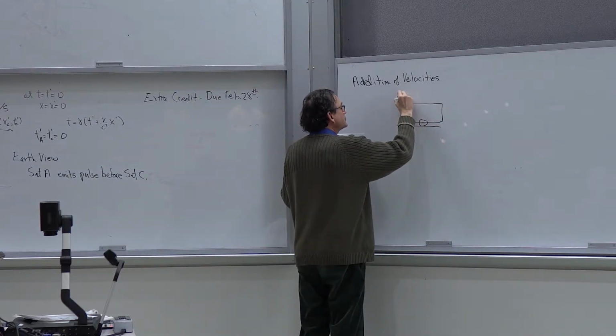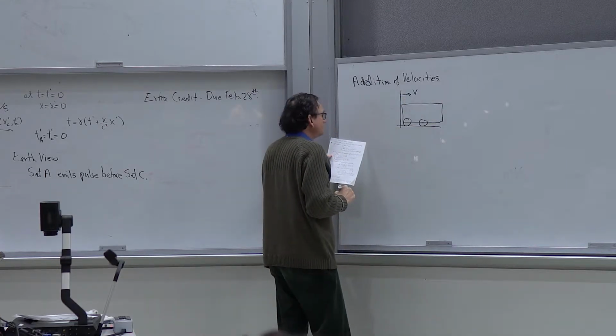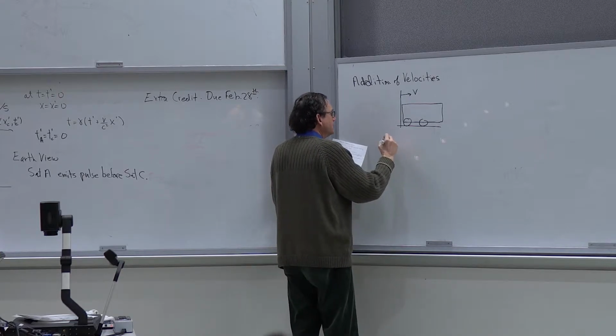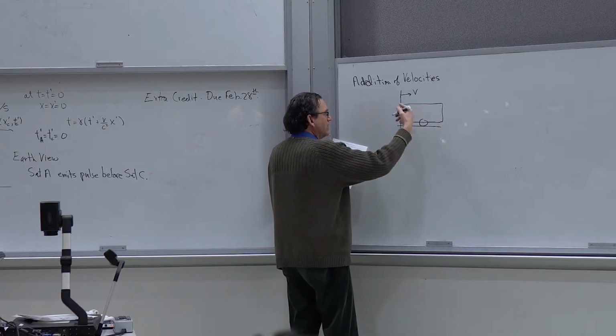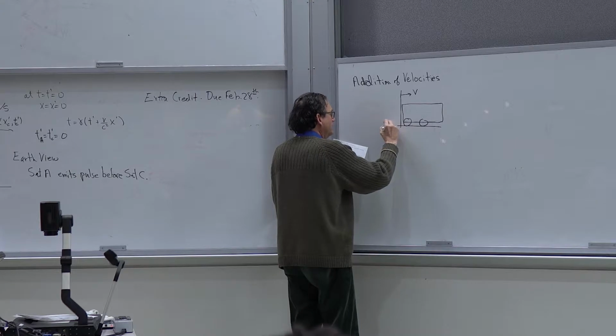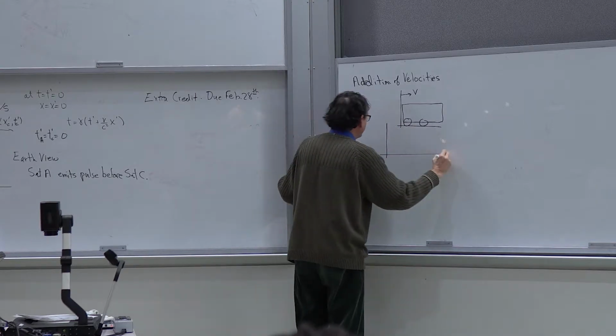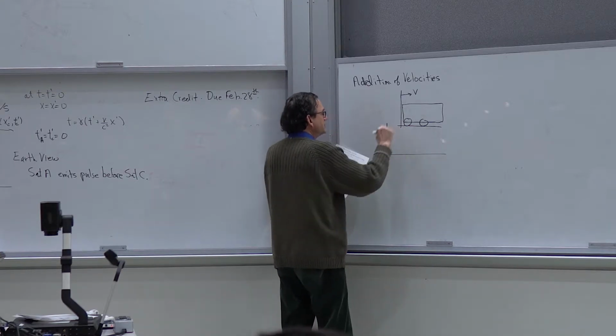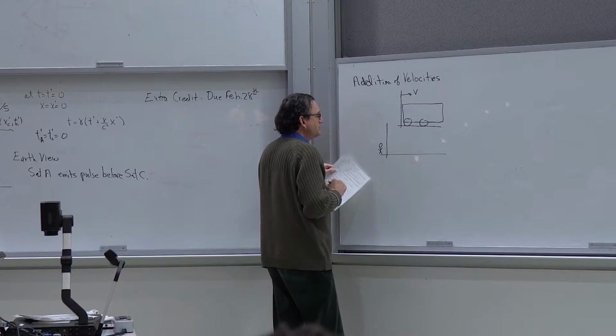And this train car is moving at some velocity, we'll call it v. And there are two observers, one riding on the train car and one that remains on the ground. And just as before, the observer on the ground is not at rest with respect to the train.